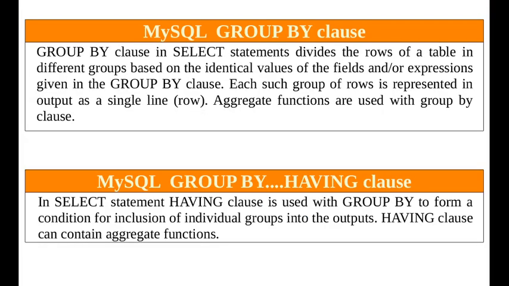After order by, we will come to group by. Group by clause in select statements divides the rows of a table in different groups based on the identical values of the fields and/or expressions given in the group by clause. Each such group of rows is represented in output as a single line or row. Aggregate functions are used with group by clause. Let's see the execution of group by clause.